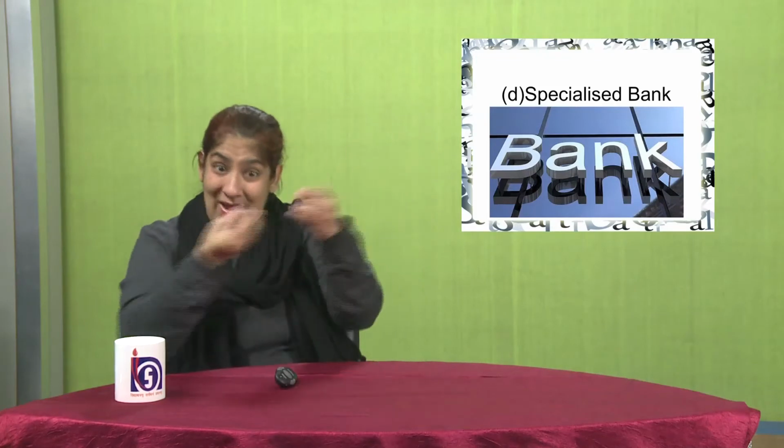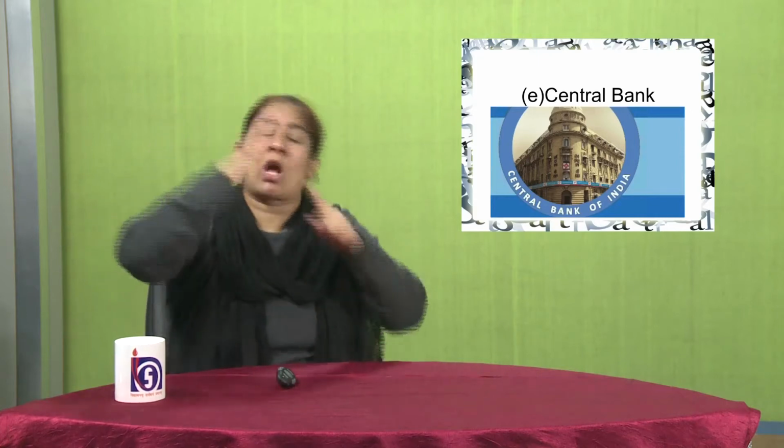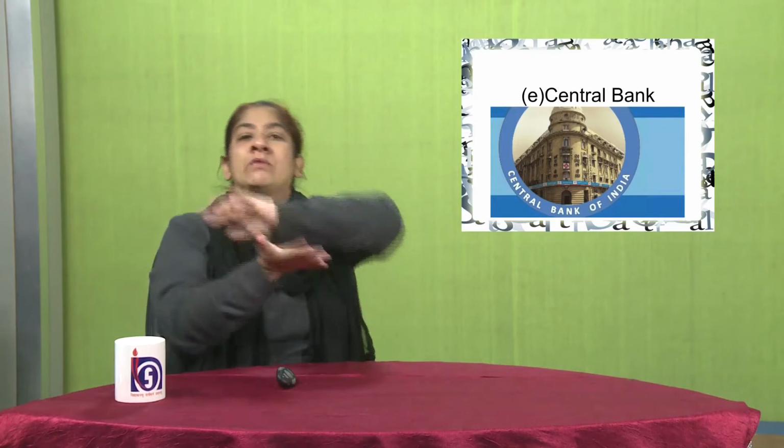Specialized bank. In specialized bank, it works for urgent needs of the bank. Whenever there is an urgent need, the specialized bank works for you. Then there is central bank. Just as specialized bank, then top of the specialized bank comes the central bank. The central bank is the top priority bank of the nation. It looks after all the banks together, and whenever a bank needs anything, the central bank is always there to support.